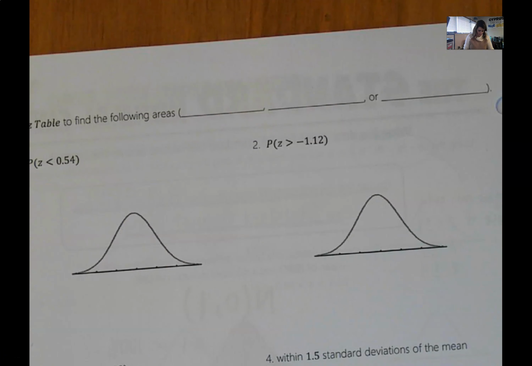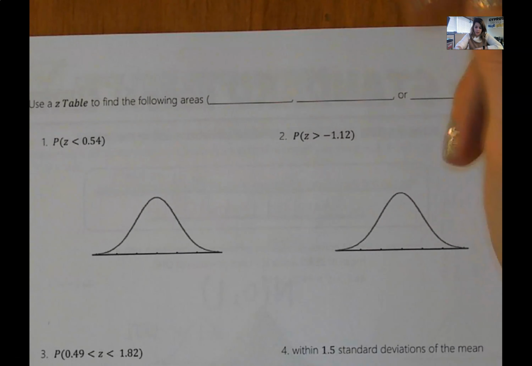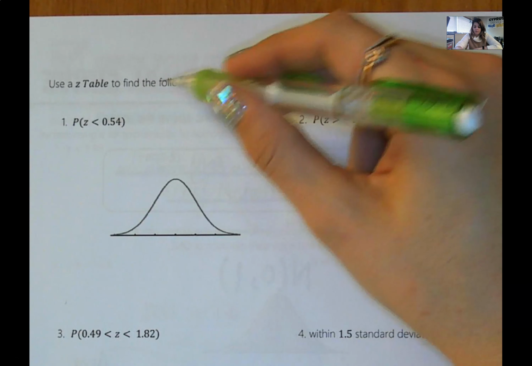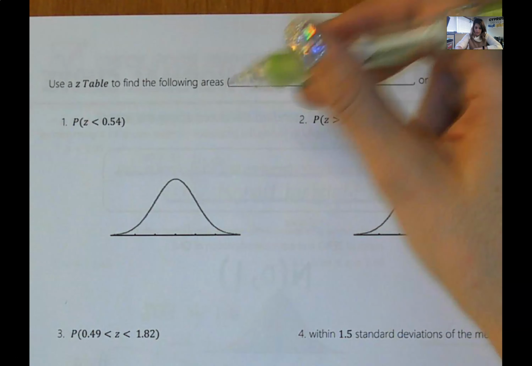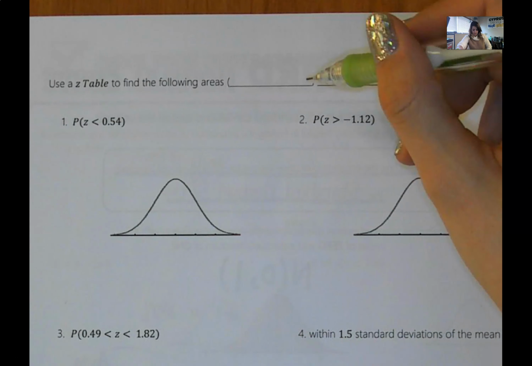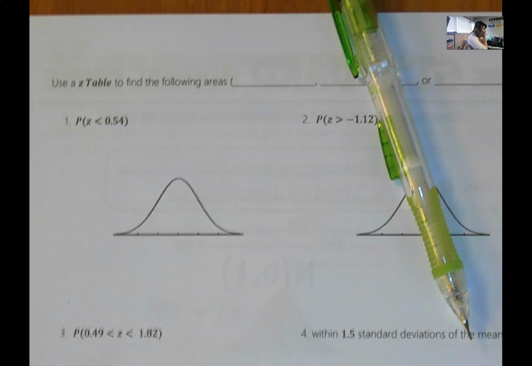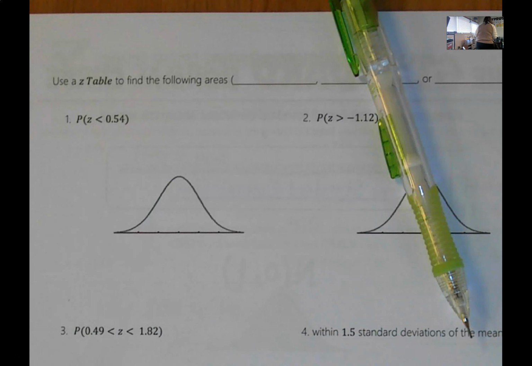Okay, so now we're on the back side, and we are going to look at different probabilities that we can be asked for. So this says use a z-table to find the following areas. And I have left blanks for us to write in that these have different names. They mean the same. They're just different.